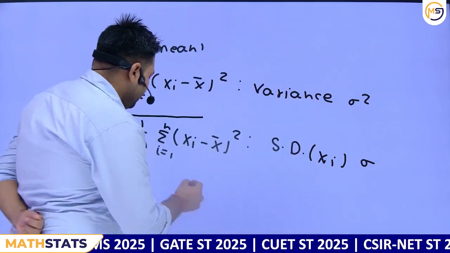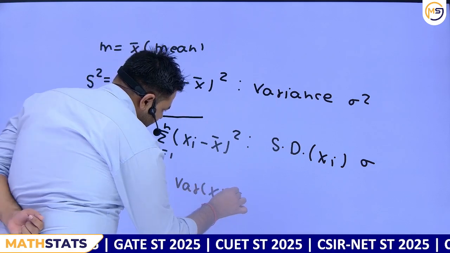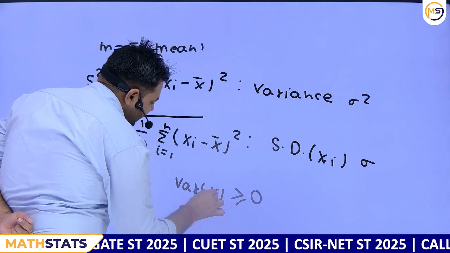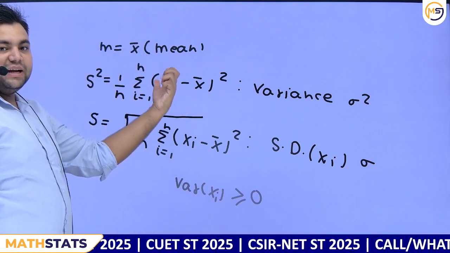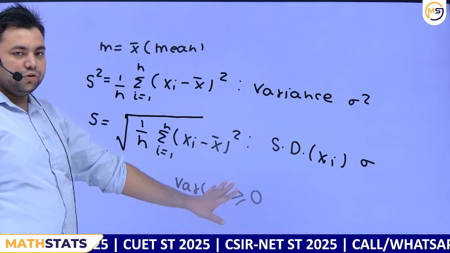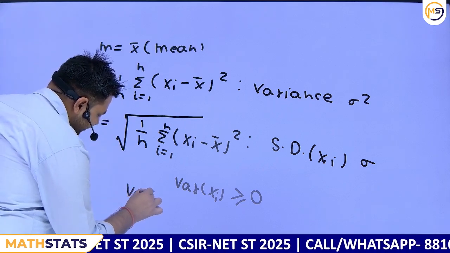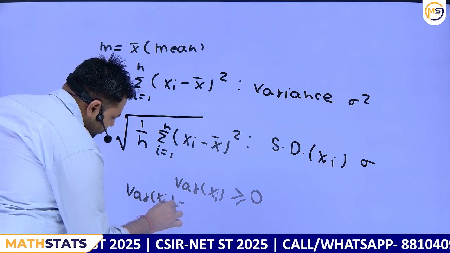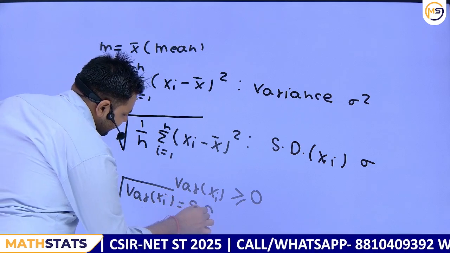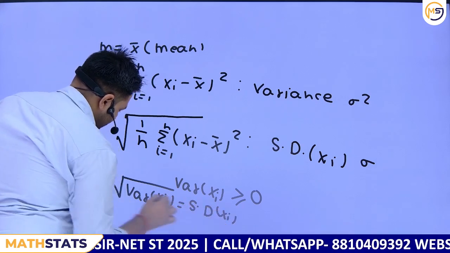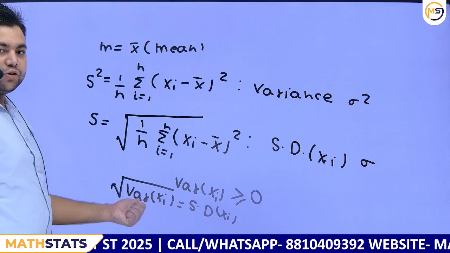Now remember one thing, variance of xi is always greater or equal to 0. Why is this always greater or equal to 0? Because this is a positive quantity, and when we add these positive quantities, the sum is greater or equal to 0. And SD of xi equal to the positive square root of variance of xi.